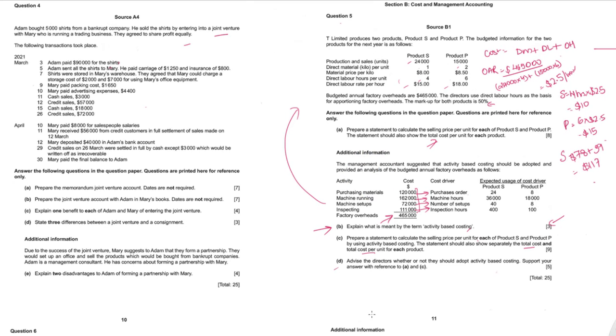Part D, advise the directors whether or not they should adopt activity-based costing. Support answers with reference to A and C. Okay, if you compare A and C, obviously there is a difference the way in which overheads are absorbed under absorption costing and activity based costing. Because of this, the cost changes. Because of this, the selling price changes.